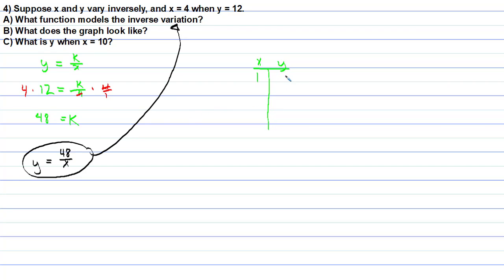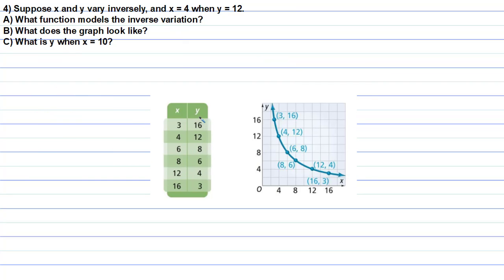So if x is 1, 48 divided by 1, y would be 48. At 2, 48 divided by 2 is 24. 3, 48 divided by 3 is 16. 4, 48 divided by 4 is 12. And we keep going. And you'll see that you have a chart, and this shows you some further values, and then you can plot it on a graph.